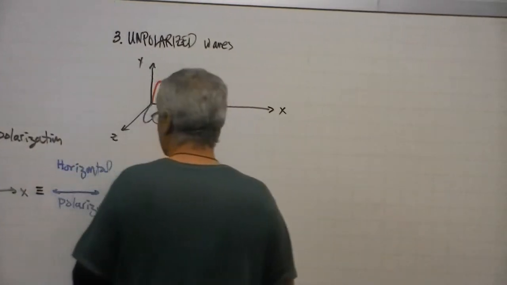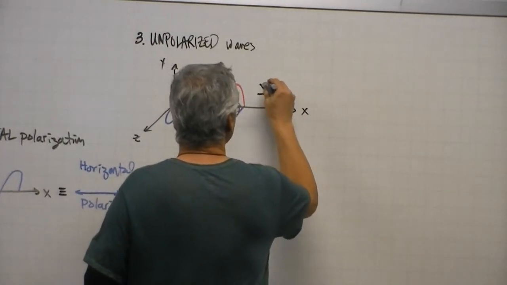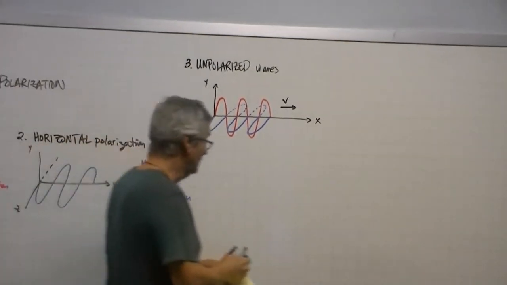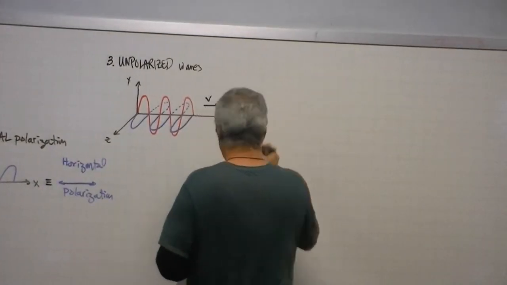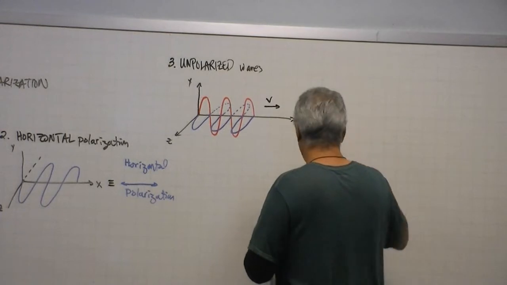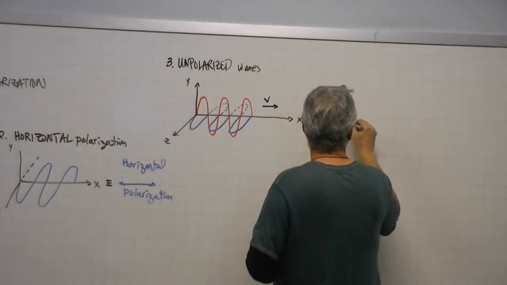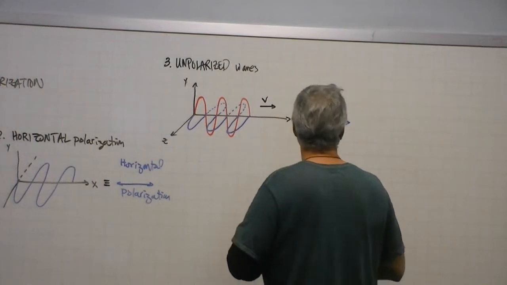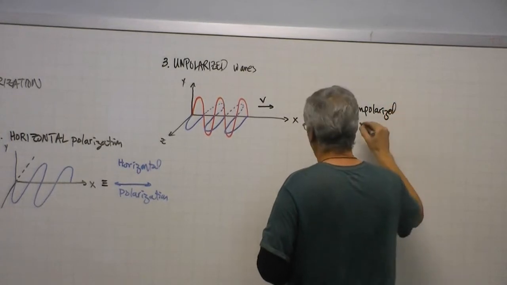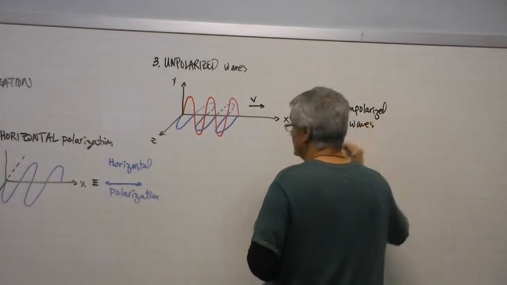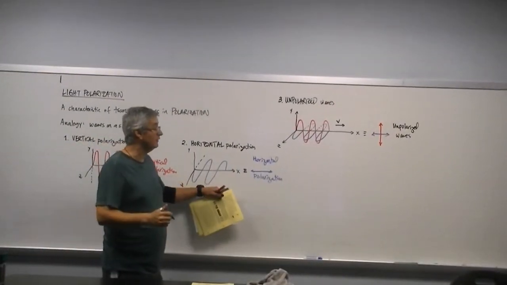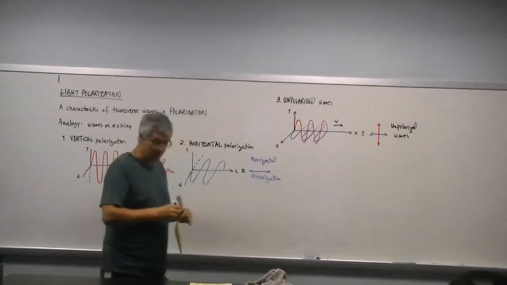But if you look at this wave here, we imagine that this wave is moving in this direction, and because it has both of the components of the wave here, what we see here is that now we can draw this polarization as having part vertical, part horizontal, and this is what we defined as unpolarized waves. So we have vertically polarized waves, we have horizontally polarized waves, and we have unpolarized waves.